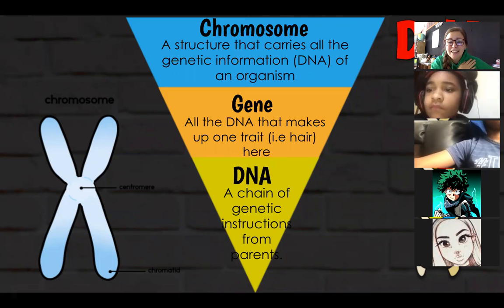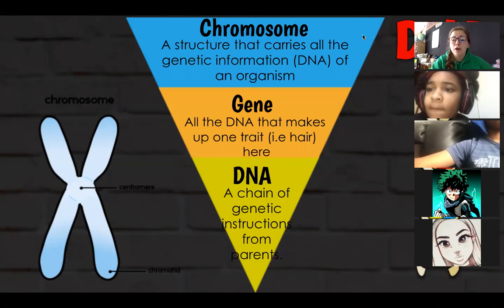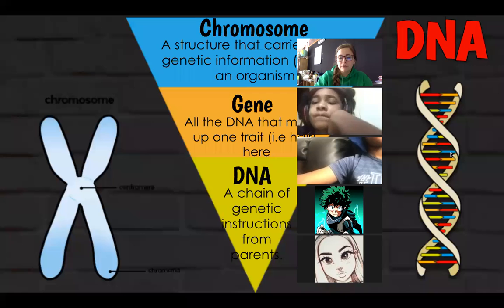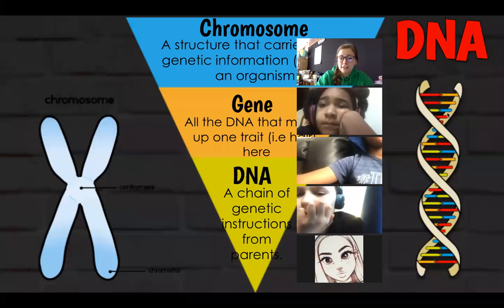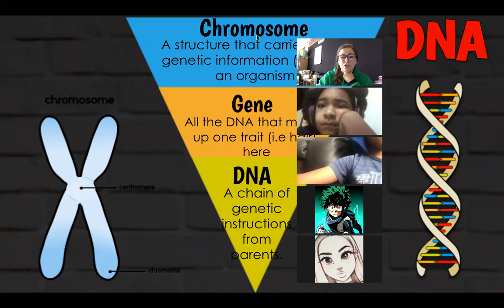All right. And then lastly, DNA is a chain of genetic instructions from parents. So the DNA is pictured over here on the right side of our screen. It looks like a twisted ladder with all the different rungs. It's got all the different traits on the ladder there. Does anybody remember what type of structure DNA is? It's 2 words.